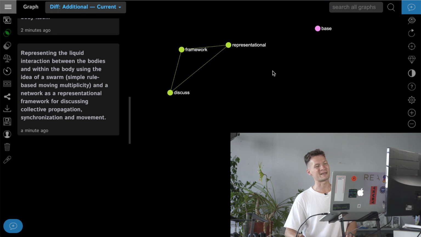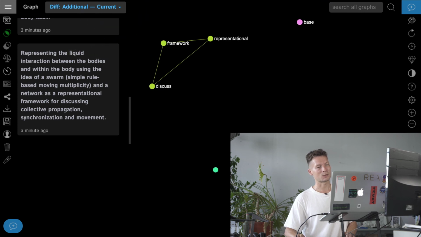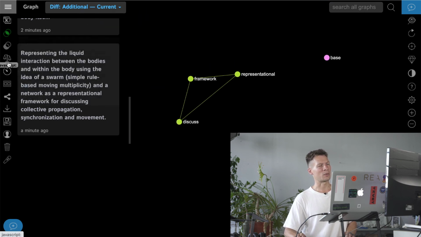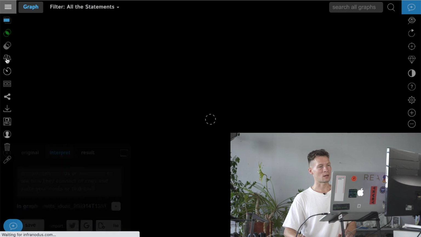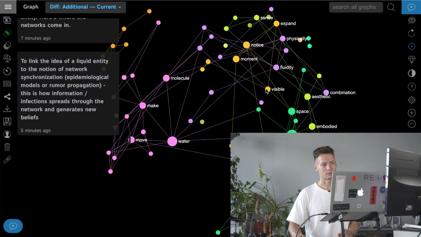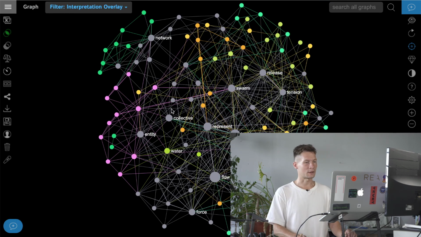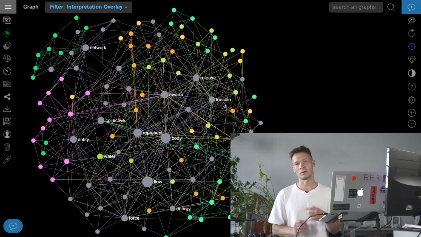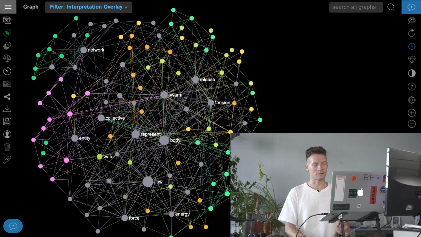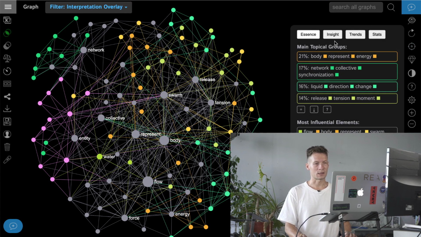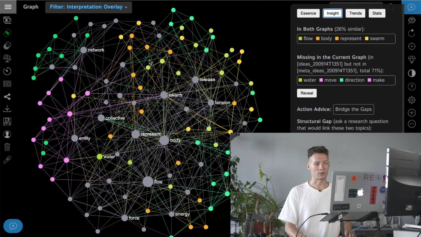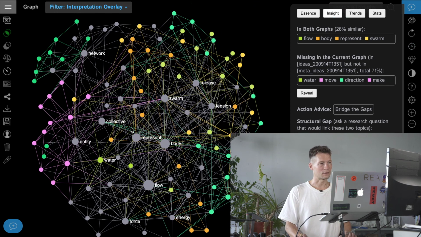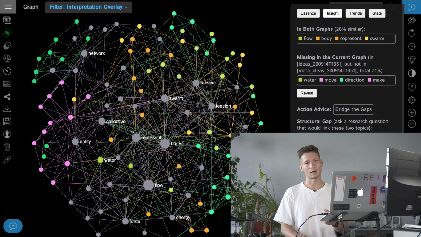So we talk about representational frameworks. This is interesting because we see that the summary became a little bit more conceptual. So this is how it would work. You can go back to the interpretation. You can try it out on Nodus with your own ideas, just using the graph, the analytics panel, some advices that are in the insight panel here, and also just playing with the graph and seeing how you can discover and develop your ideas further using this tool and using network visualization.